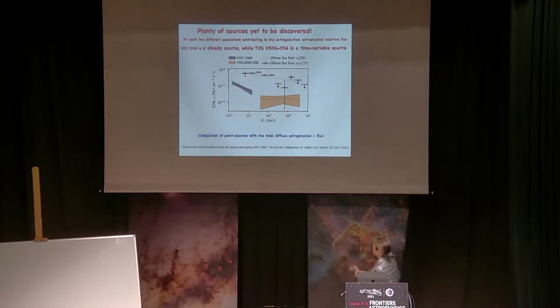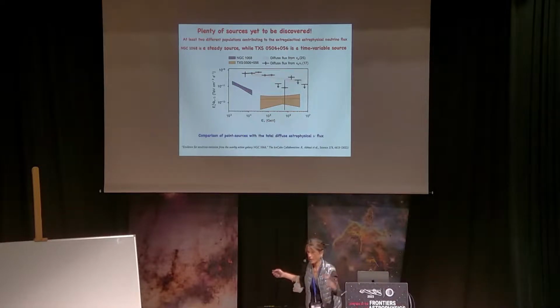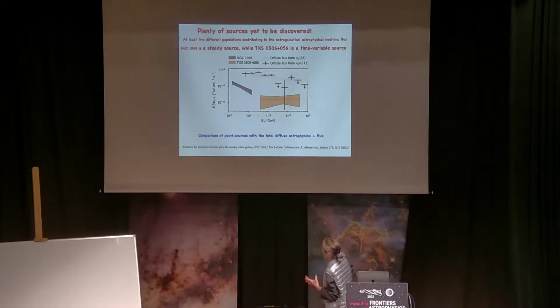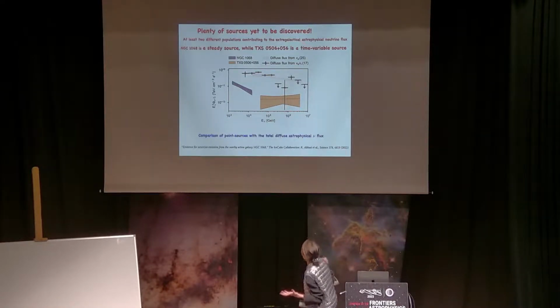Here I show you the diffuse flux measured by IceCube, the isotropic flux. Here are the events measured from this source, NGC 1068, and here the spectrum measured from the other source. This means that there are plenty of sources contributing to these data points, because we have just measured two. They are completely different, by the way. One is a steady source, it remains there, while the blazar is a time variable source.